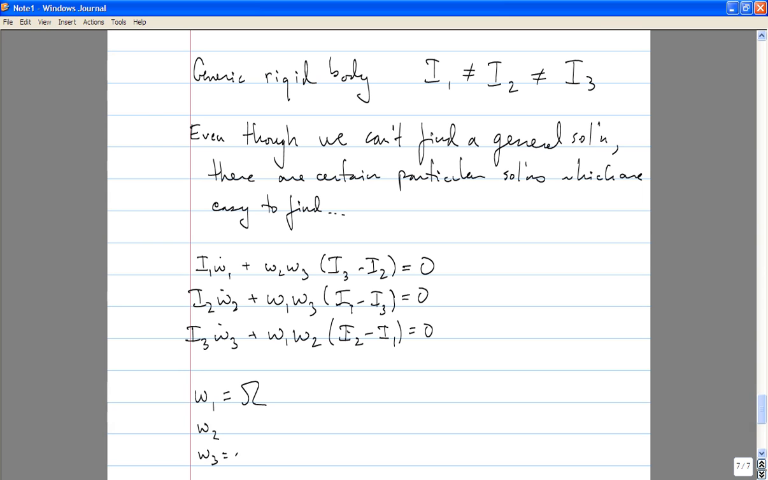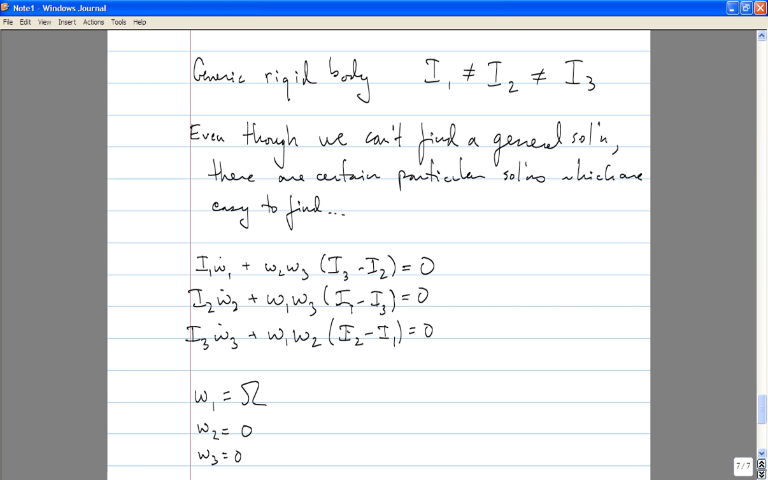So you can see that if omega 2 and omega 3 vanish, the last two equations are automatically satisfied. So omega 2 and omega 3 vanishing implies that the last two equations automatically vanish, and omega 1 being a constant says that the first equation also works out. So this is indeed a solution to the equations of motion.